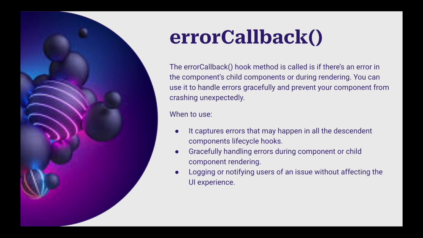So when should we use this? It captures errors that may happen in all the descendant components' lifecycle hooks. That is during the child component working. That is, when the child constructor is called, then the child connectedCallback is called, and if it throws any error, then we can use this errorCallback method. So it will help us to log or notify users of an issue without affecting the UI experience.